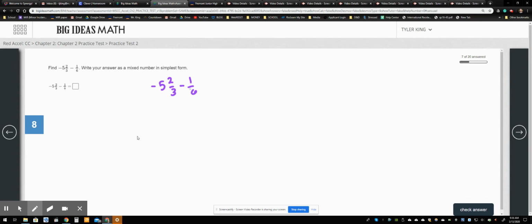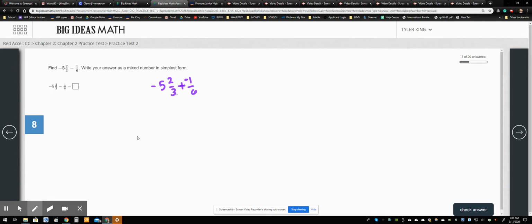Now, my preference is always to turn this into addition form. So we see this minus a positive number here, and we're going to make this plus a negative number. Those two things are the same. So now we see that we're adding two numbers of the same sign, so we can just add them together like normal and keep the sign.